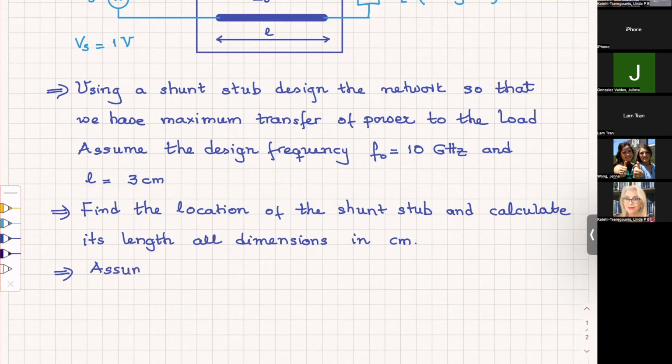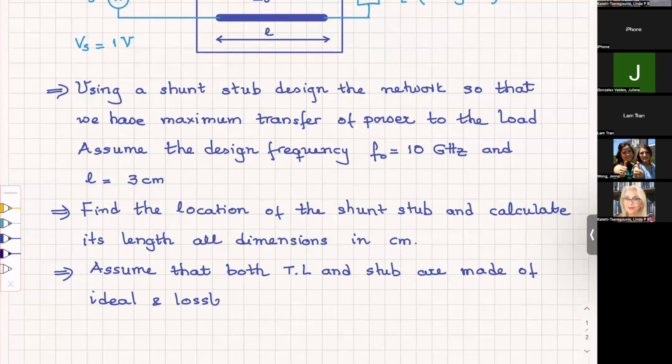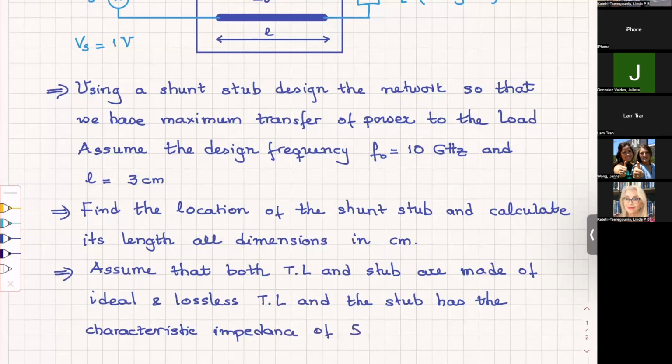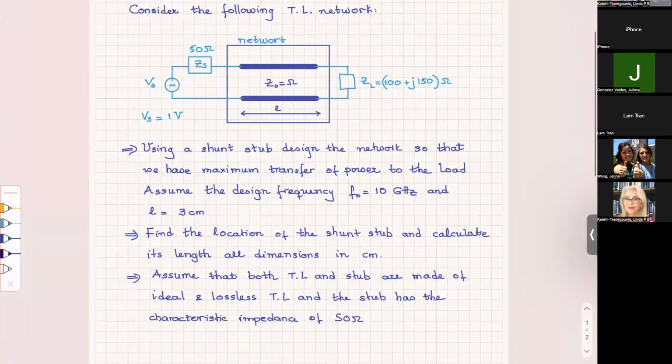Assume that both transmission line and stub are made of ideal and lossless transmission lines, and the stub has a characteristic impedance of 50 ohms. Okay, so that's the problem.